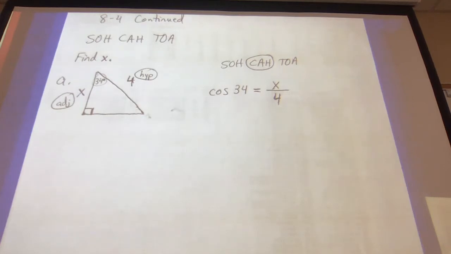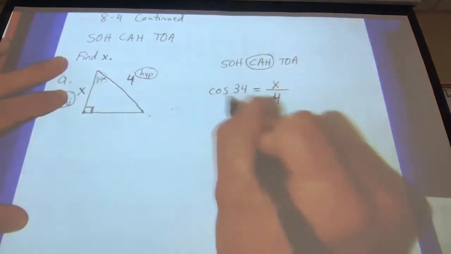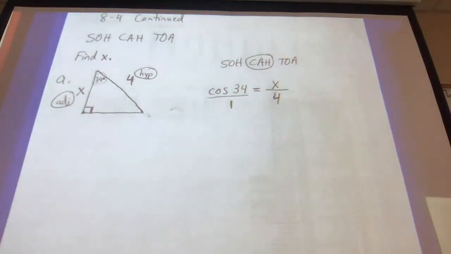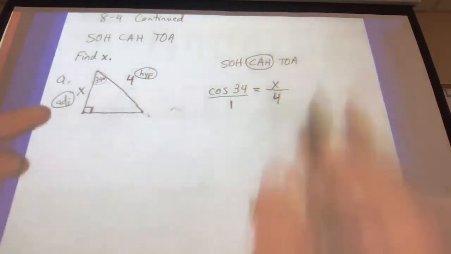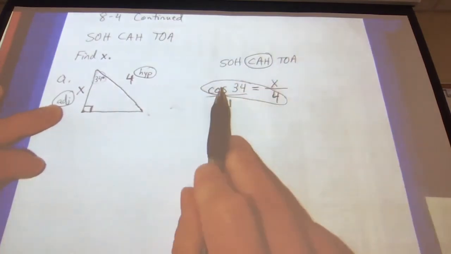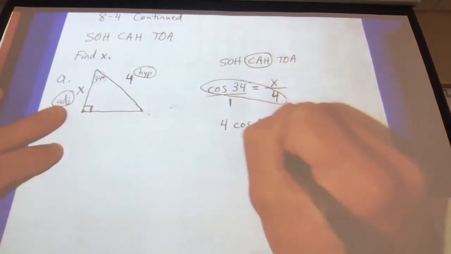Then I'm going to go back to the way I showed you at the end on Monday or Tuesday, whenever you were in here. If you make this into a proportion, we can put that cosine of 34 over 1. When you do that, it makes a proportion. And to solve proportions, if you remember back to a couple chapters ago, we cross multiply. Cosine of 34 times 4, we're going to write as 4 times the cosine of 34.